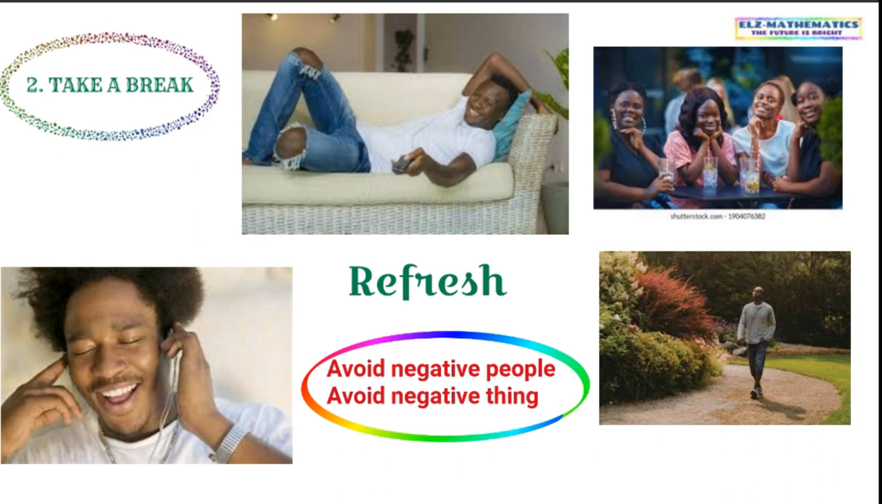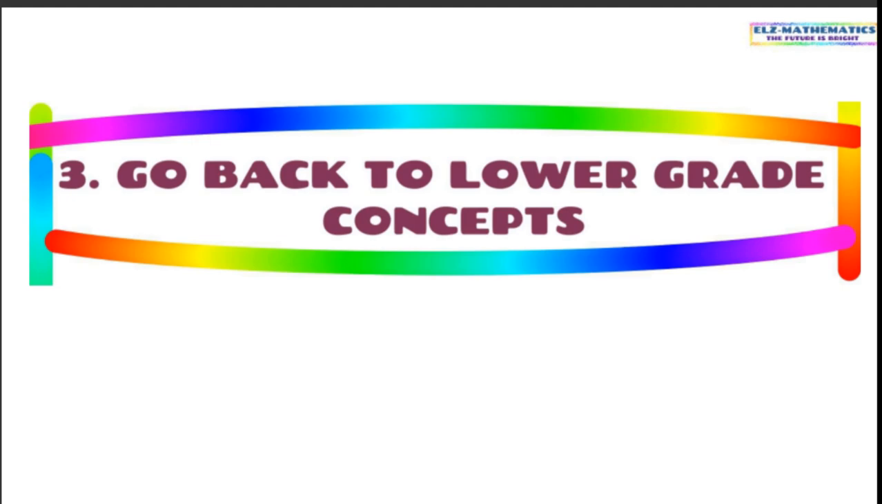Okay, let's go to the last point, which is the third point. The third point is go back to lower grade concepts. Let's take for instance that you are in senior secondary, grade 10 to 12. Then you find that certain topics are difficult for you to understand. What you need to do is go back to lower grades and study the same topic there.